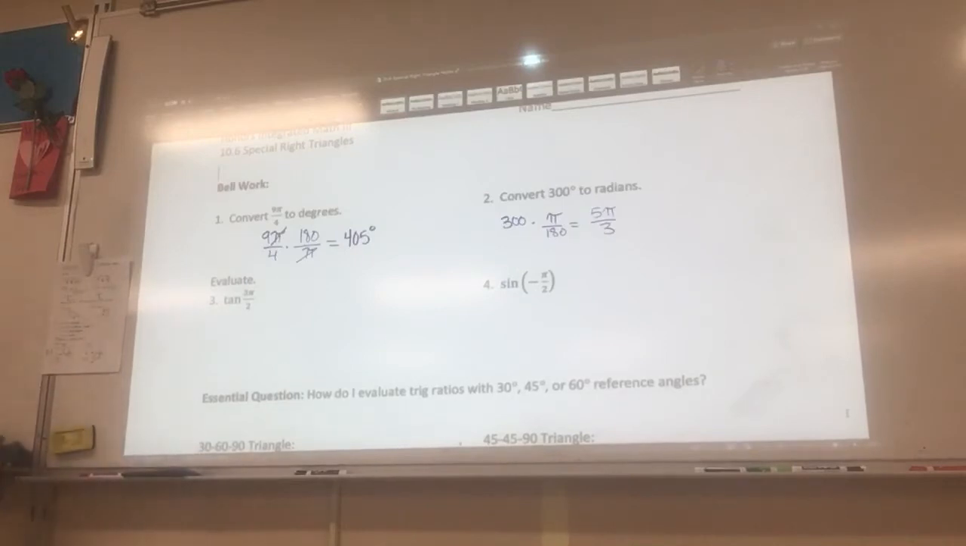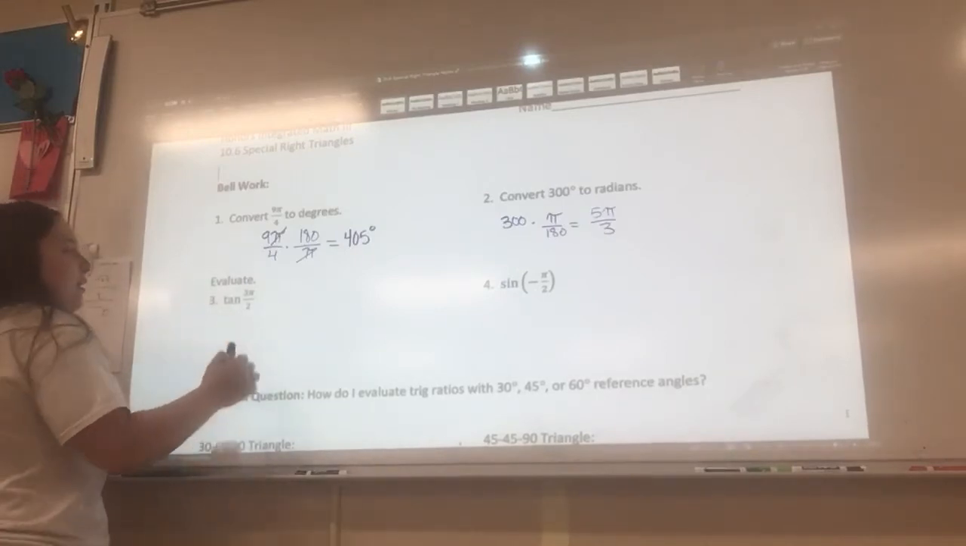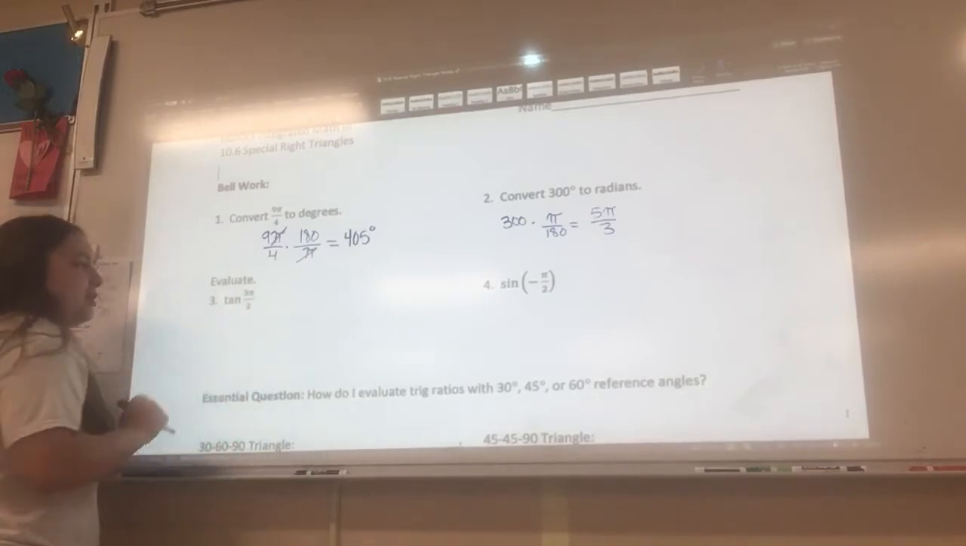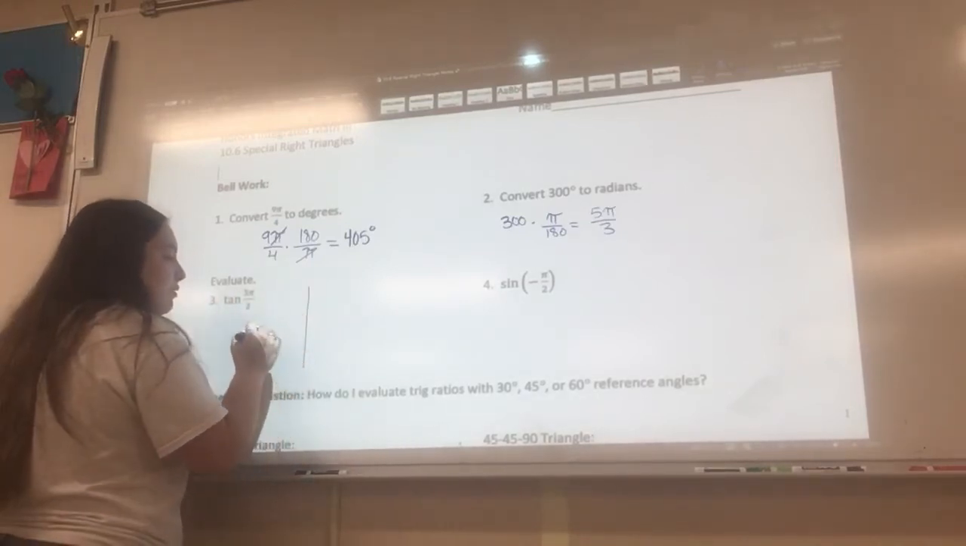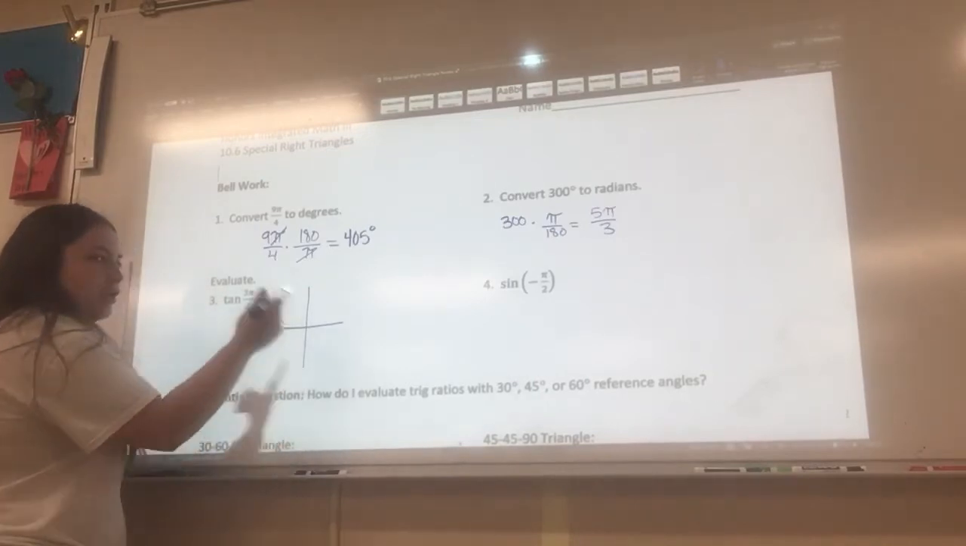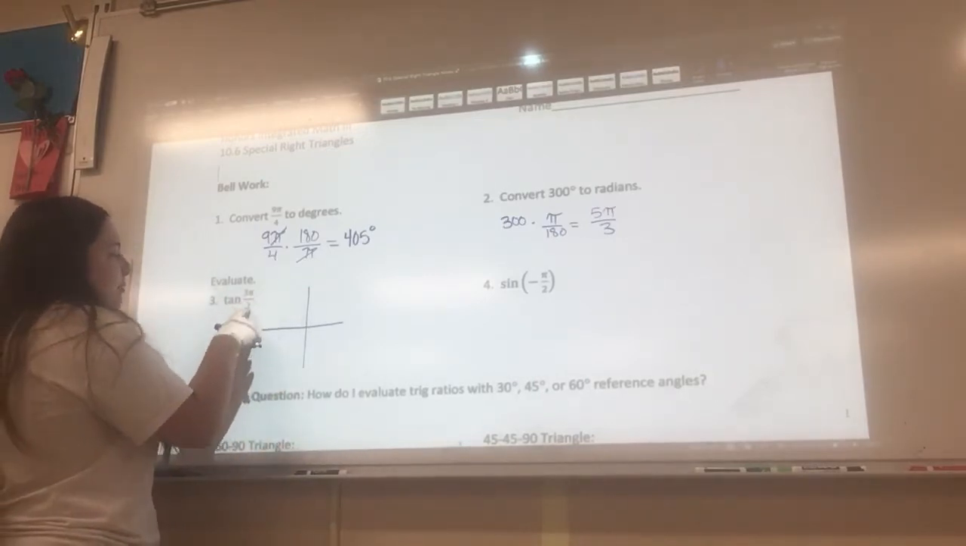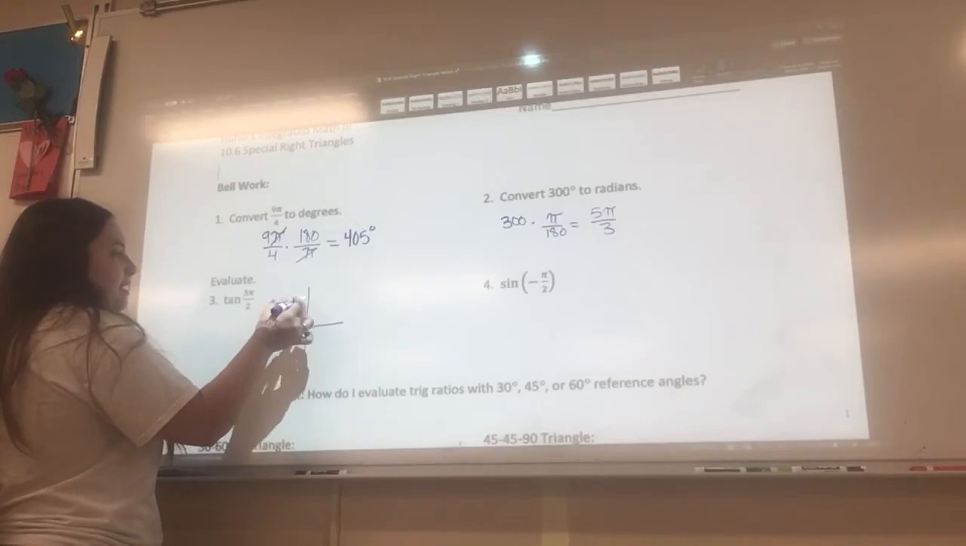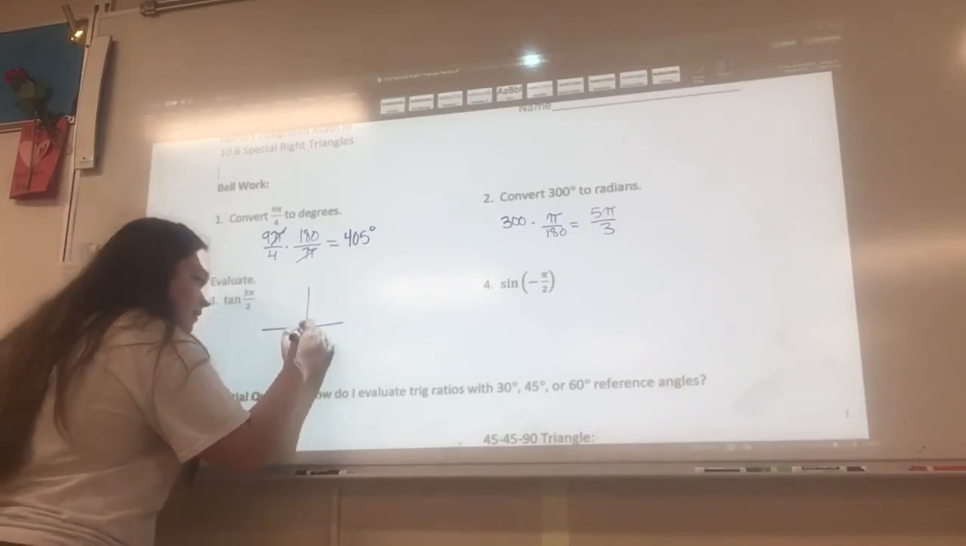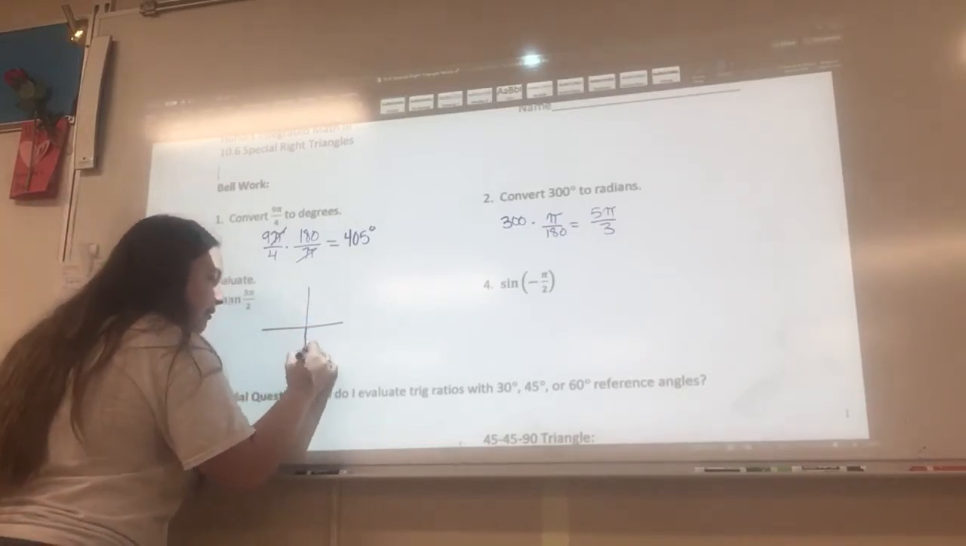Remembering to evaluate stuff from last lesson, hopefully, that you paid attention to. We need to find and evaluate tangent of 3 pi over 2 using our quadrantal angles or our unit circle. 3 pi over 2 is the exact same thing as pi over 2, 2 pi over 2, 3 pi over 2, as this angle right here.